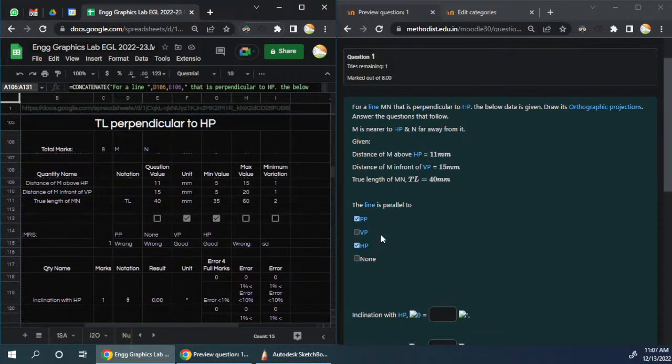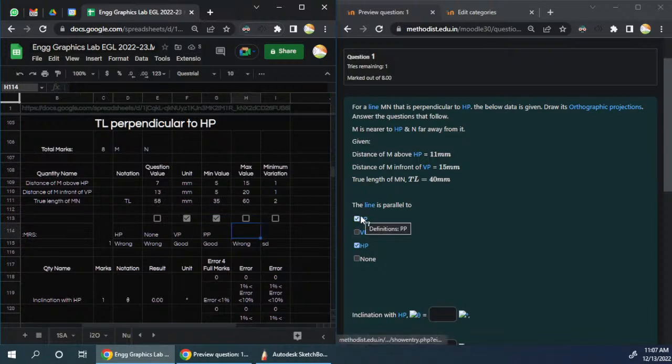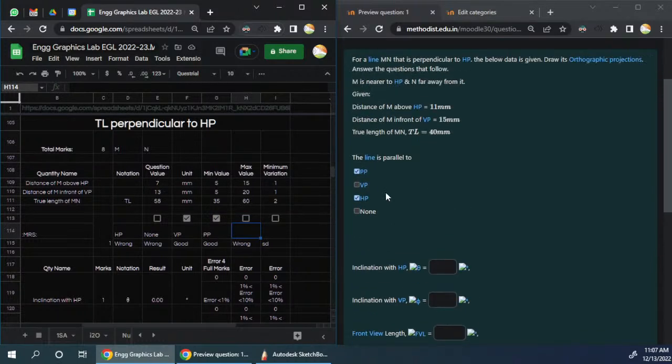Perpendicular to HP. Perpendicular to HP, it cannot be parallel to HP, right? So this is going to be H, this is going to be P. It's going to be a mistake. Inclination with HP.